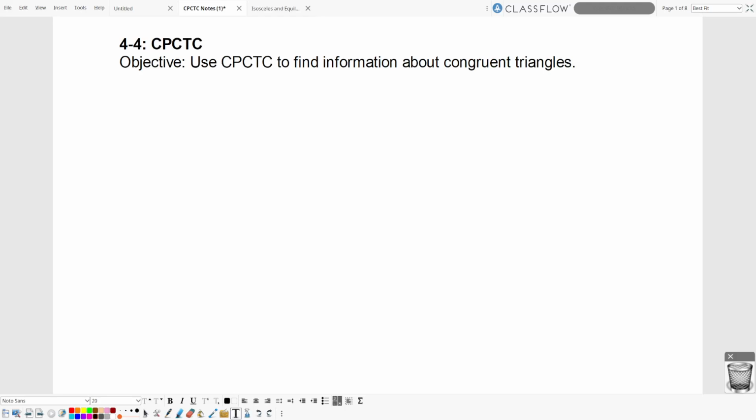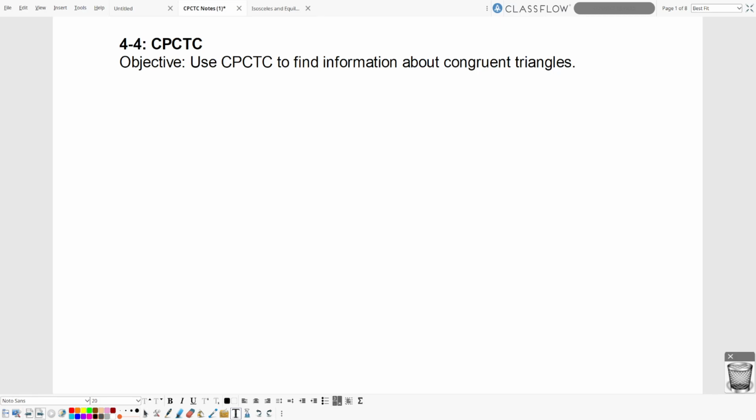Okay, today we're going to take a look at 4-4 CPCTC. What we're trying to do is find information about congruent triangles. This is a continuation of what we've been doing so far in this unit. In 4.1 we talked about congruent shapes, and then we moved on to the 5 shortcut methods to prove that triangles are congruent: side, side, side; side, angle, side; angle, side, angle; angle, angle, side; and HL.